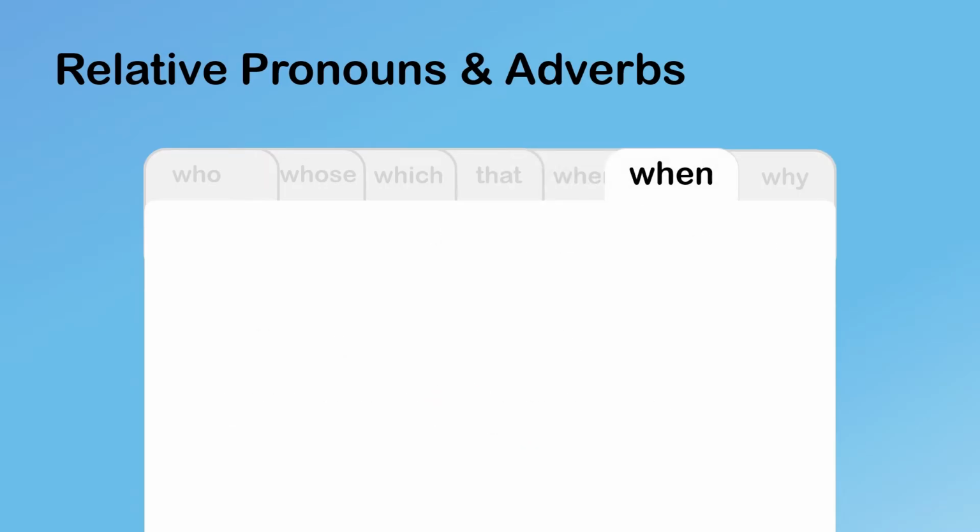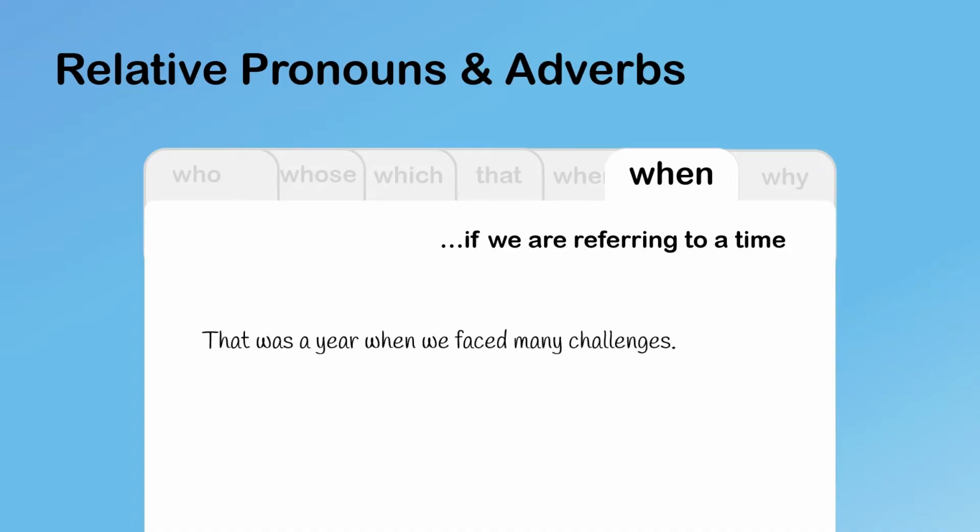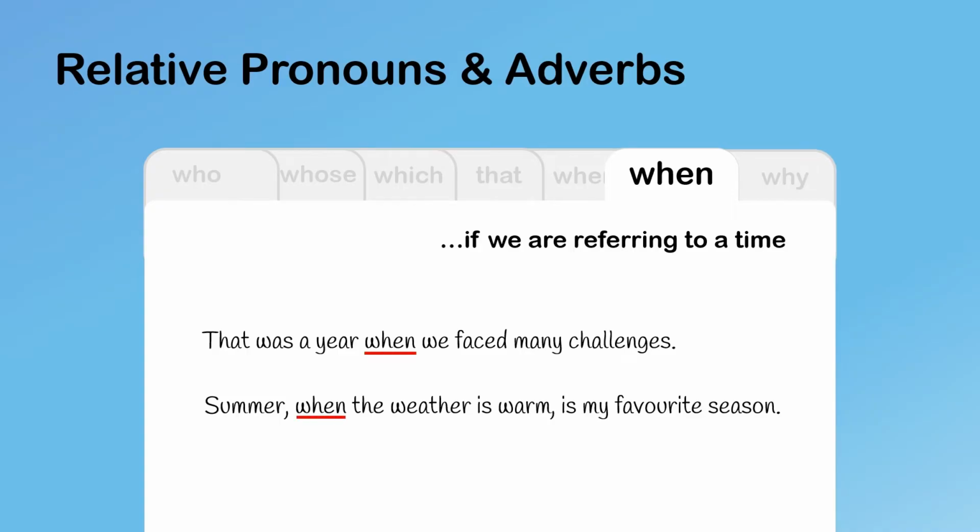Next is when. We use when if we're referring to a time. Here are a couple of examples. That was a year when we faced many challenges. Summer, when the weather is warm, is my favorite season. In each of these sentences, when introduces a relative clause that provides information about times, a year and a season, summer.